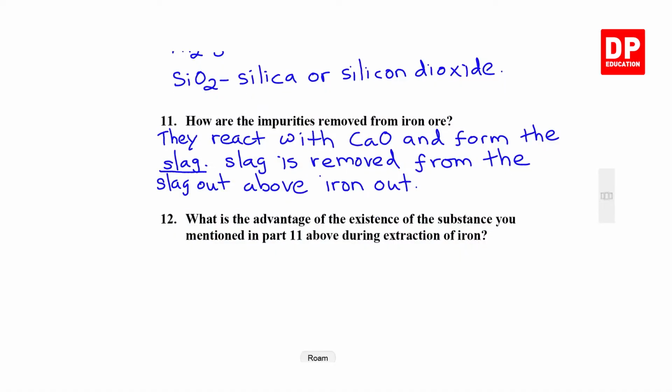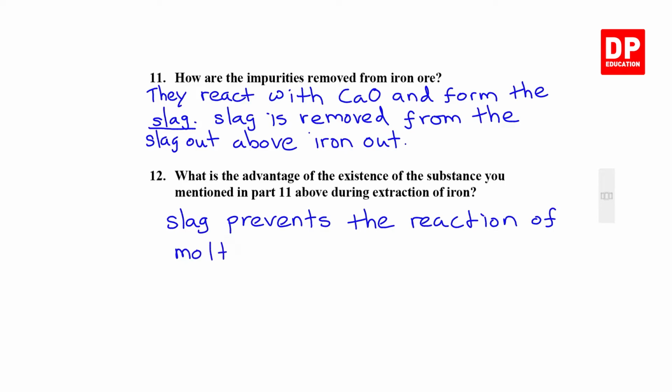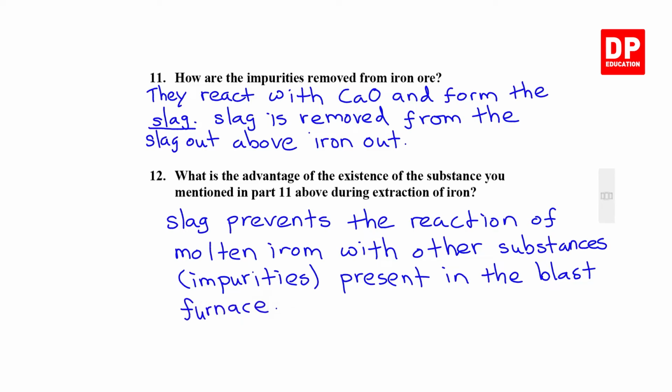So there we can say, slag prevents the reaction of molten iron with other substances, or you can even say impurities present in the blast furnace. This is one way of writing it.